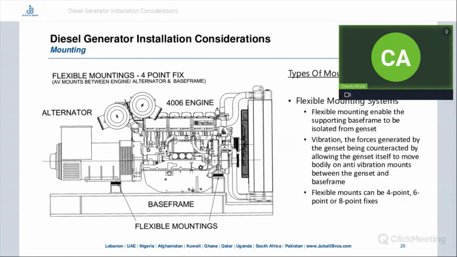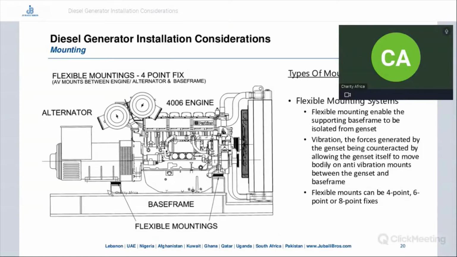So this is the first type of mounting system, the flexible mounting system. A flexible mounting system enables the supporting base frame to be isolated from the genset. So from the figure here on the left, you can see that the genset assembly is isolated from the base frame. The forces generated by the genset are counteracted by allowing the genset itself to move bodily on anti-vibration mounts between the genset and the base frame. That means since the genset will be vibrating, the base frame is isolated from the vibration.